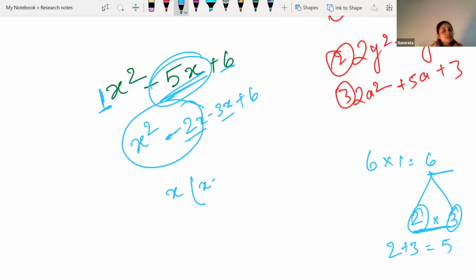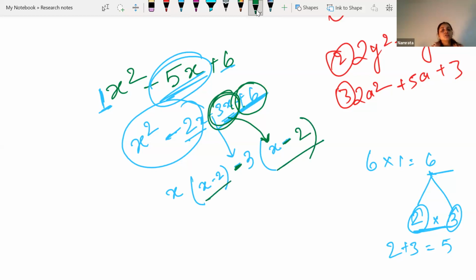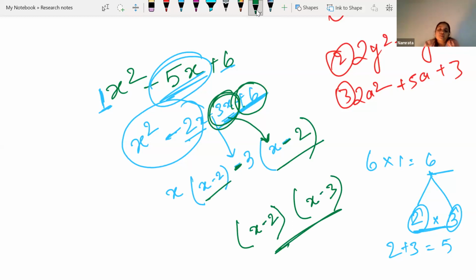Now from these two terms we will be taking x common. You can see the remaining is x minus 2, and from these two terms we will be taking minus 3 common, and the remaining will be x minus 2, because you have taken negative common, each and every sign will reverse. So the first term 3x was negative, in the bracket I am writing it positive because I have taken negative out, and the second term 6 is positive, the result will be negative. Okay, x minus 2 over here, x minus 2 over here. So we will again take x minus 2 common, and the remaining is x minus 3, and this is our factorized form.